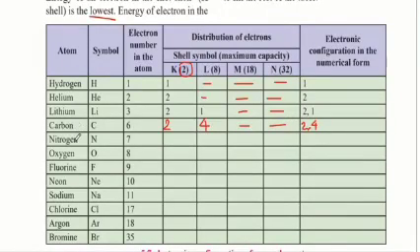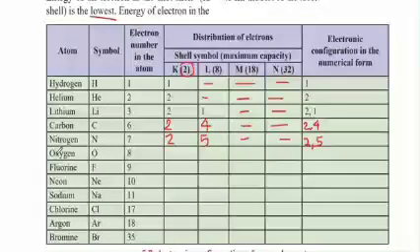The next one is nitrogen. Nitrogen is denoted by symbol N and it has 7 electrons. This would be similar to carbon and we have to put the first 2 in the K shell and then the remaining 5 electrons would go in the L shell. The other 2 shells would be empty and the final configuration would be 2, 5.